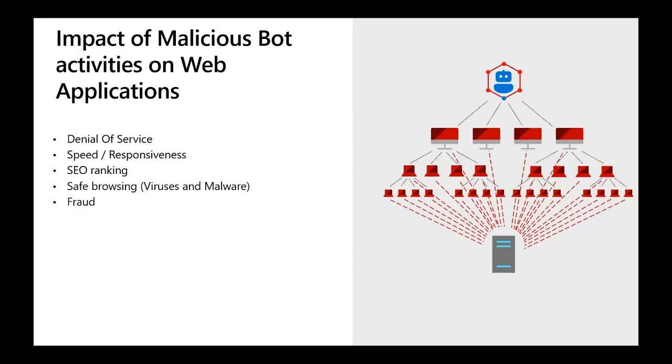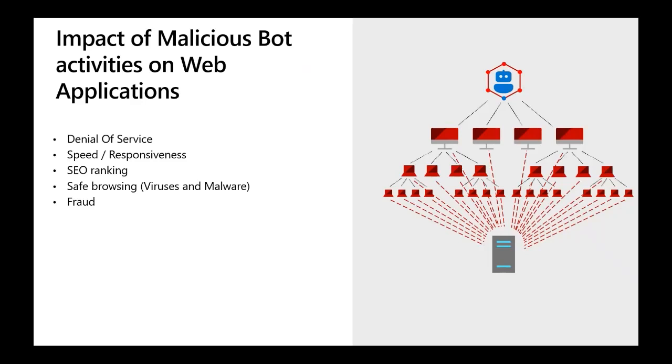Great. So with that overview of what bots are, next we'll look at bot protection. The first thing we look at is the impact of malicious bot activities on our web applications. We've seen we have the good bots, the useful bots, but we also have a dark side to these automated bots. When it comes to malicious bots, the impact on our applications is, first of all, denial of service. This affects the availability of your service, your application or networks.